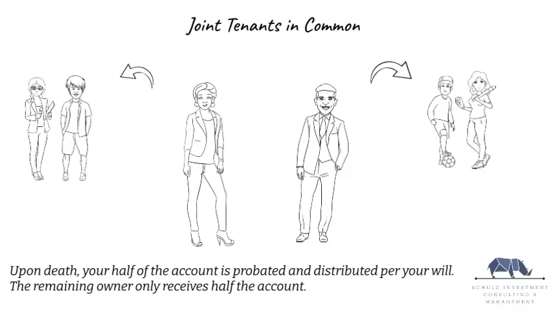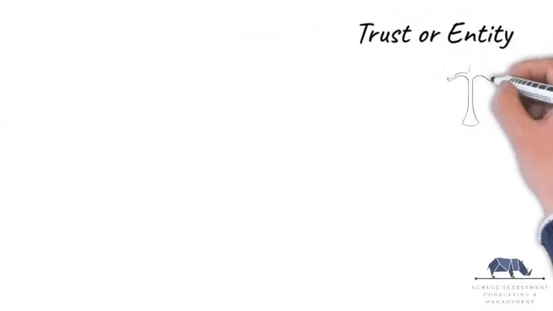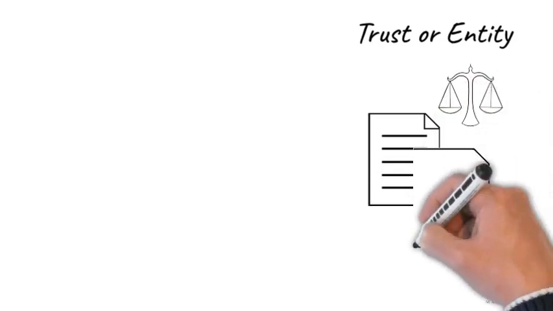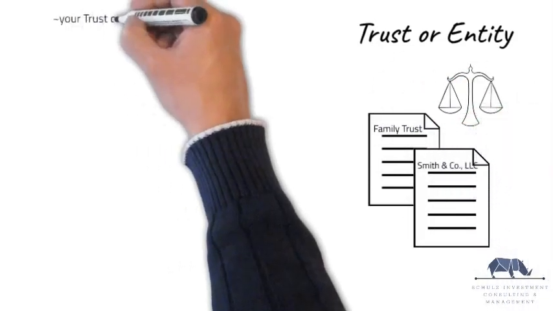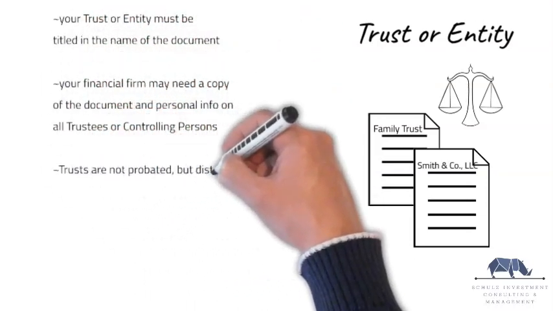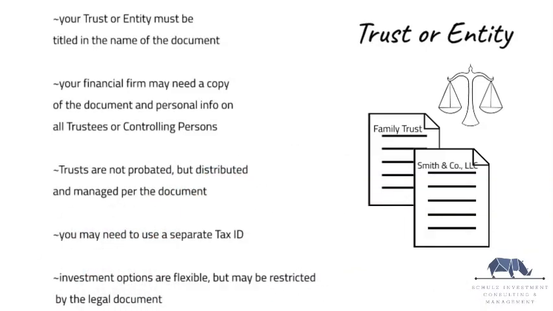The last taxable account we'll talk about is a trust or entity. These are accounts that are dictated by a legal document and must be titled in the name of that trust or entity. If you've met with an estate planning attorney and established a trust, you most likely need to follow through with the most important step of funding the trust. That means you have to retitle your taxable account assets in the name of that trust.